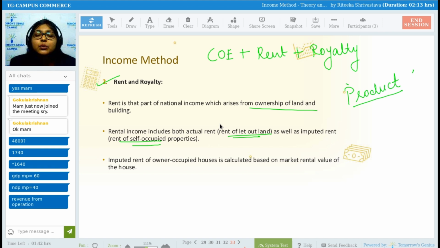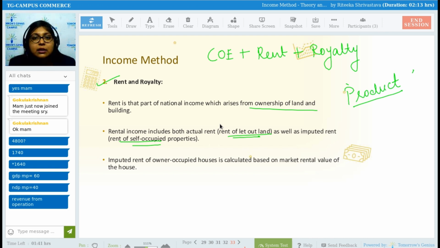So I have also already told you that rent can be of two forms. It can be the actual rent, it can be the imputed rent. Actual rent means the owner has actually given the room to some tenant to live and he is receiving the rent. But imputed rent means what? In imputed rent, the owner himself is living in the house, but it's an imaginary value.